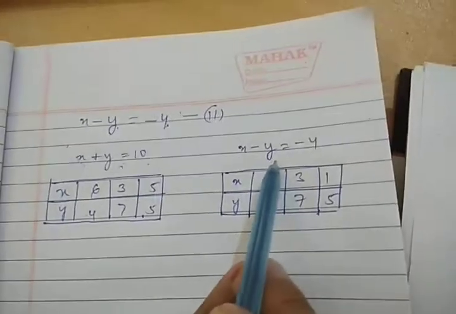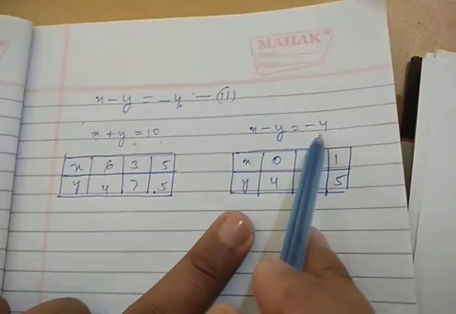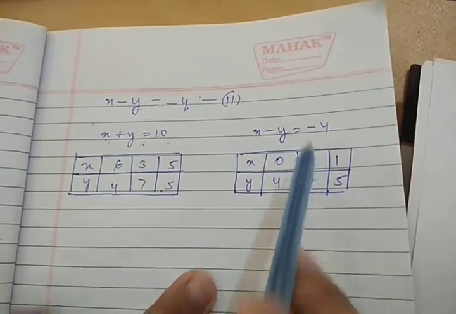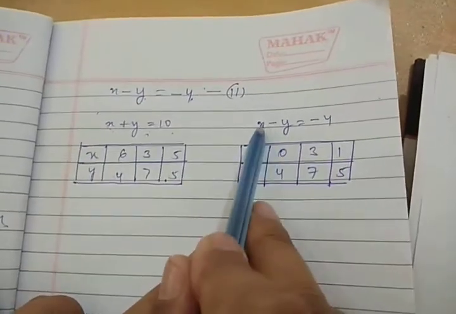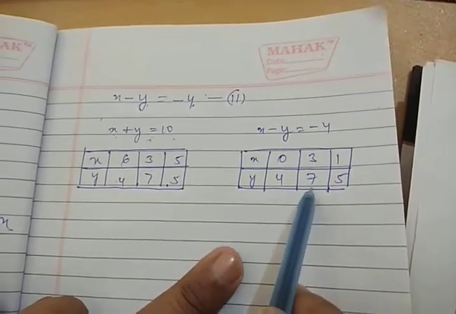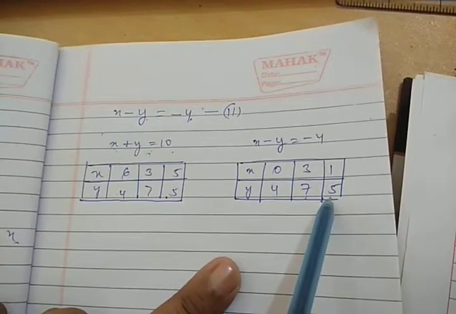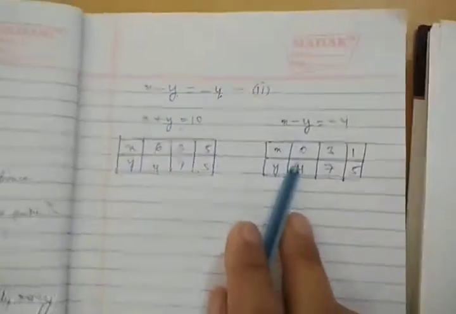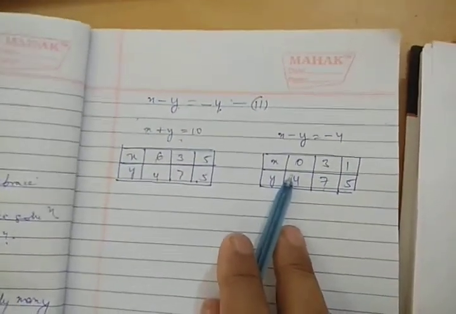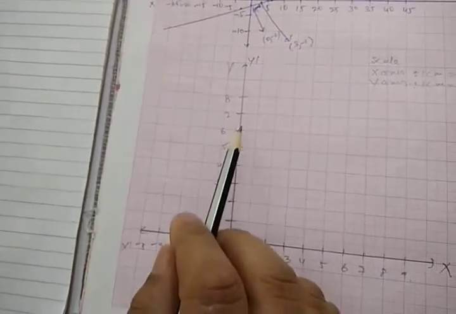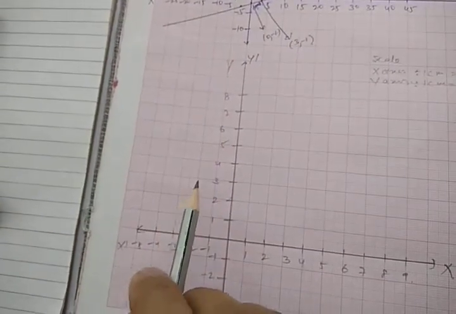For the second equation, x minus y equal to minus 4: when x equal to 0, y equal to 4; when x equal to 3, y equal to 7; when x equal to 1, then y is equal to 5. These are the points which should be plotted, and we have to get the result. Okay. Now plotting these straight lines on the graph.